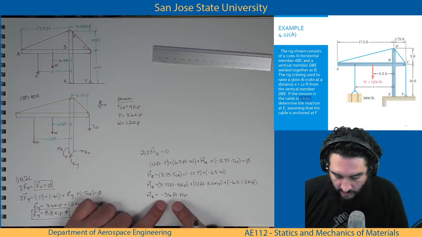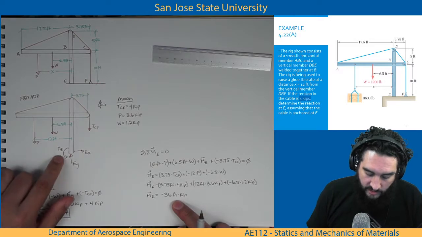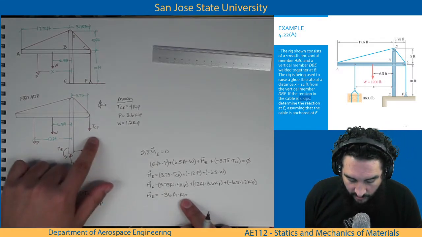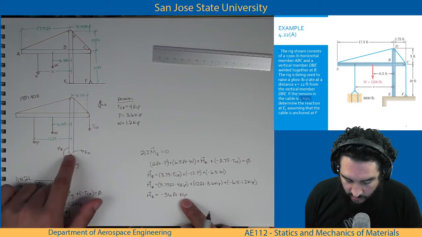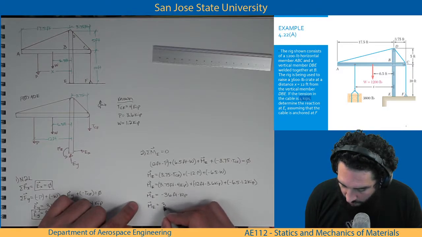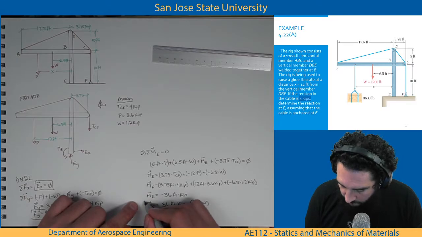Okay, and so the answer comes out negative, which means the assigned direction when I initially started the problem, ME, is not correct. So it does not go in the counterclockwise direction, it goes in the clockwise direction. So the answer reported will equal 36 foot kip clockwise.